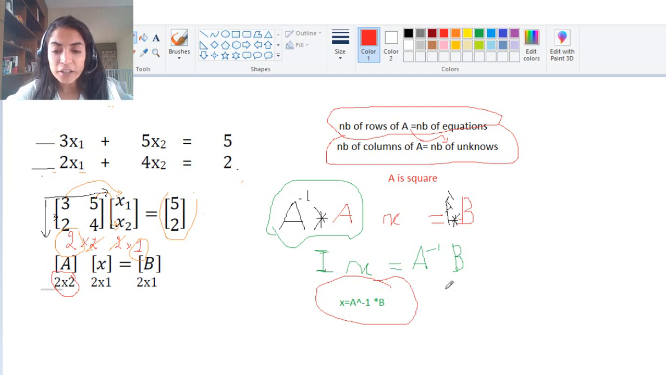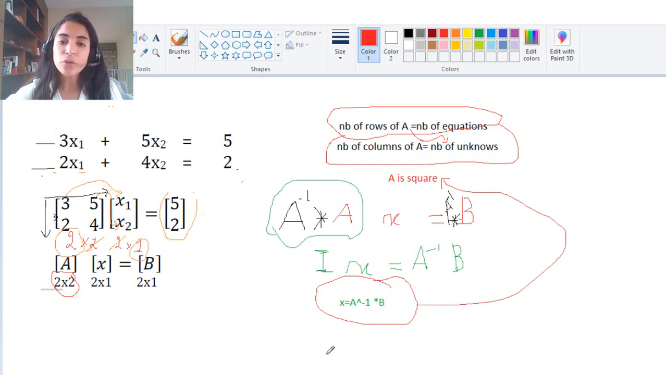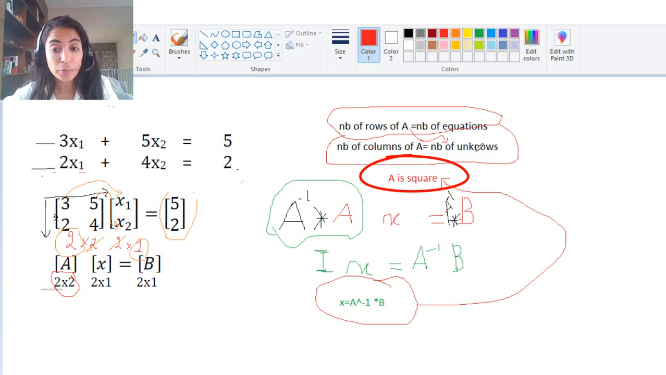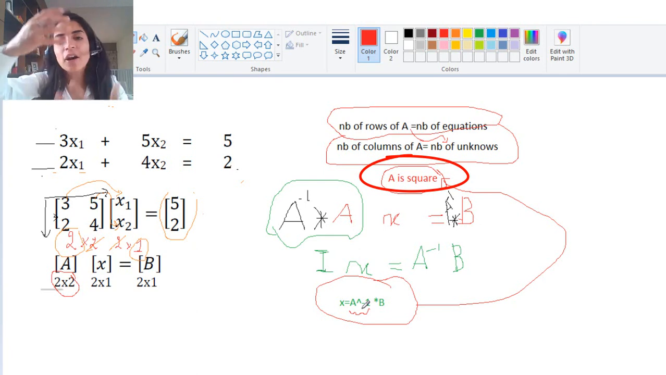Now, how can I relate this one with this condition? Let's recap, guys. I know that I cannot solve a system of equations unless the number of equations is equal to the number of unknowns. Now, this condition urged me to have a square A because if the number of equations is equal to the number of unknowns, then A should be square. Now, if A is square, I can do its inverse. Basically, guys, if A is not square, there is no inverse for A. And this is how they are related.